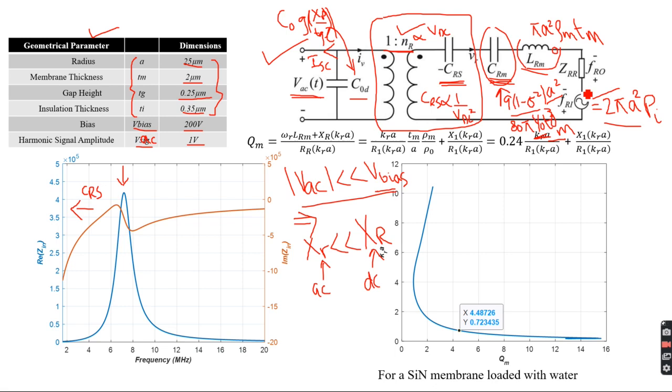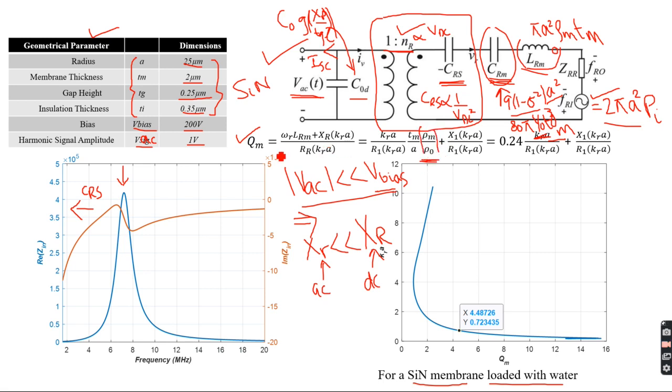The point that I want to emphasize in this video is the mechanical quality factor of a CMUT membrane. In this particular example, I am simulating a silicon nitride membrane loaded with water, so the membrane is immersed in water. The material is silicon nitride, which has a density of about 3,000 kilograms per meter cube, and for water it's about 1,000. I'm saying these quantities because you have this ratio over here.